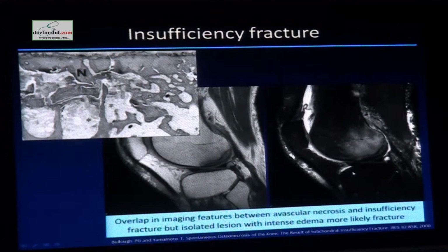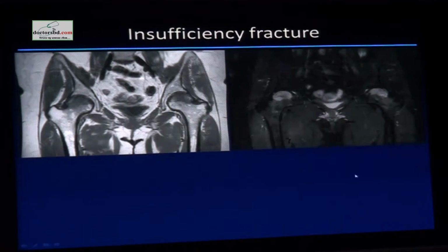So while this can look a lot like avascular necrosis, when it's isolated to one area and there are no known risk factors, when the edema is very pronounced, you really should consider the possibility that this is an insufficiency fracture and rest the patient. You may bring them back for imaging in a 3-month follow-up and see if the changes have resolved or reversed.